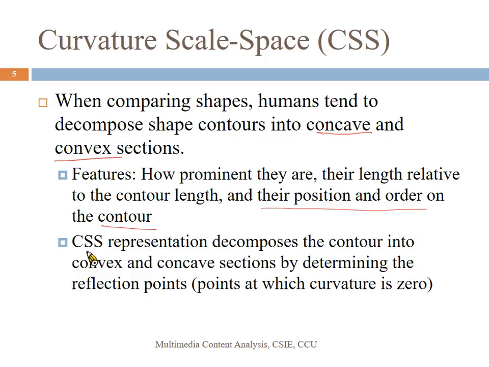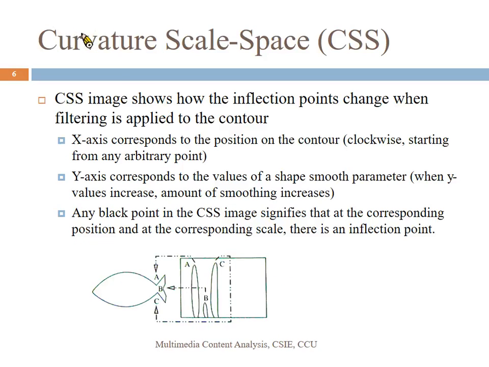So we will develop a CSS representation, and it decomposes the contour into convex and concave sections by determining the reflection points. The reflection points are those at which curvature is 0. So to extract the CSS feature, we will first transform an image into a so-called CSS image. The CSS image shows how the inflection points change when filtering is applied to the contour.